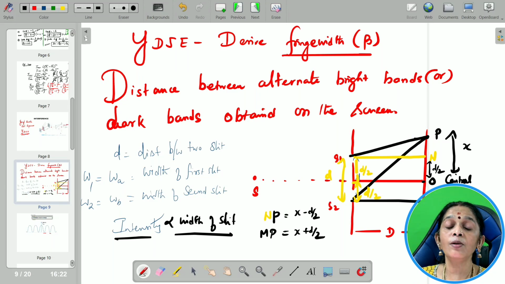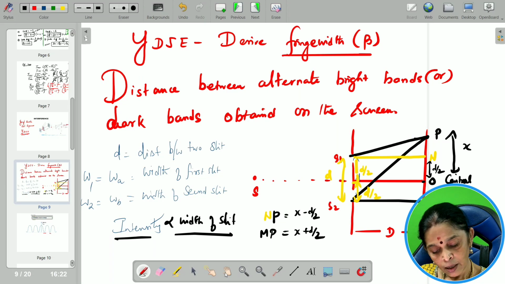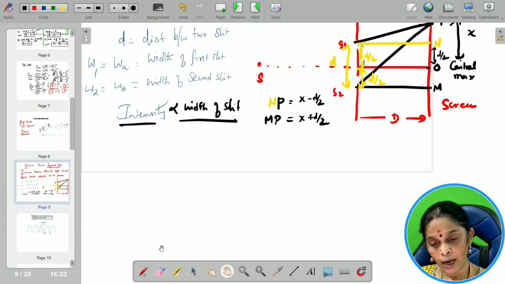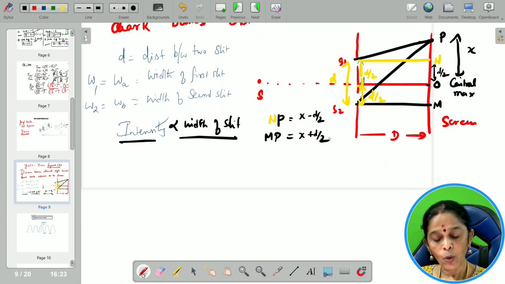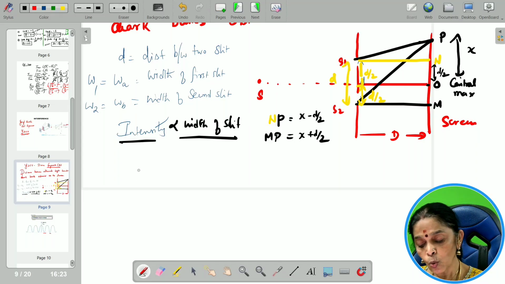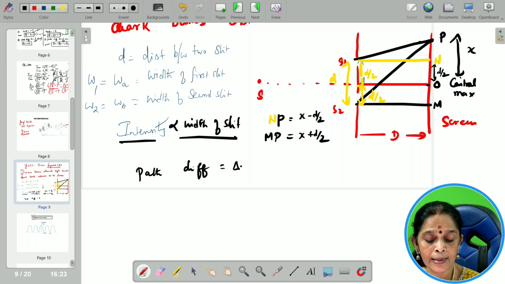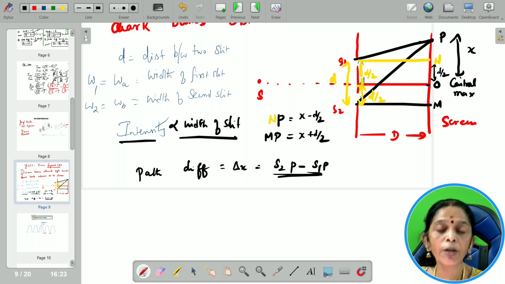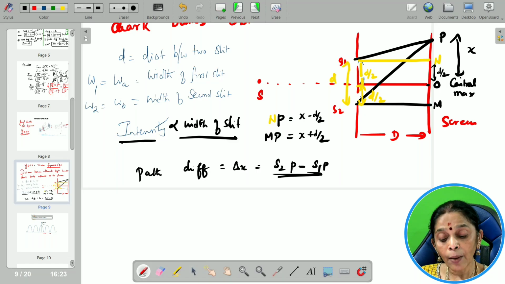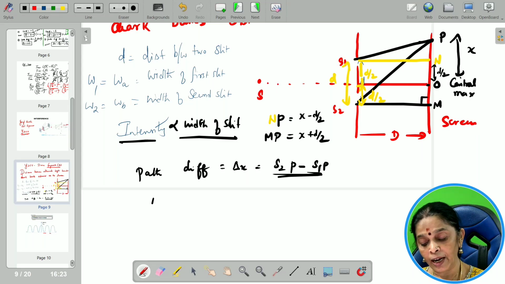Why is it important to learn? Let me teach you why it is important to learn. I'll just go to the next page. I'm going to find out the path difference. So, what is the path difference here? Path difference is nothing but delta x, which is equal to S2P minus S1P. That is what I wanted to find out. Hence, I am doing all that. In order to find out S2P minus S1P, I am going to take the triangle S2MP.